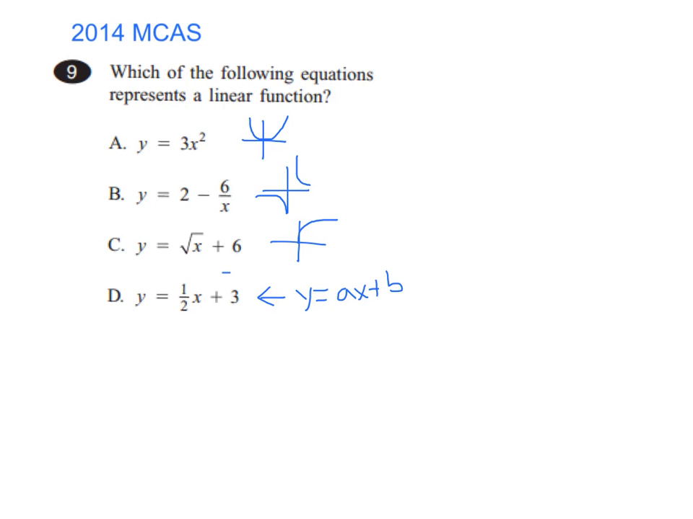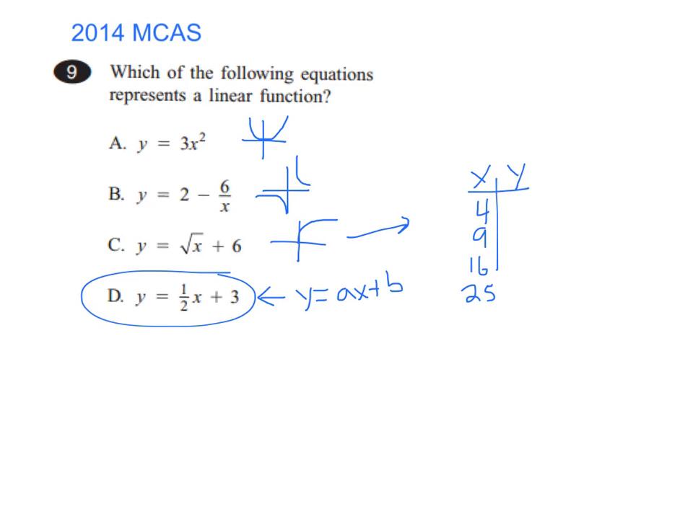Another great strategy for this problem, if you're not sure which is a linear function, is to pick 3 or 4 points on each, graph them, and see which ones fall in a straight line. Because untimed, that's not a problem. Pick easy values. So, for example, for C, if we were going to make a table, you could pick x values of 4, 9, 16, and 25, just so taking the square root was quick.